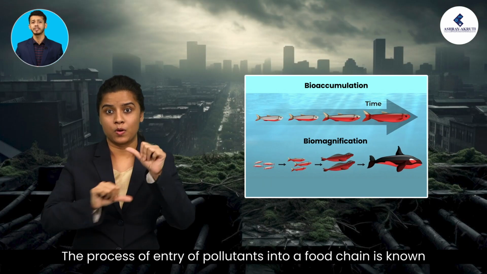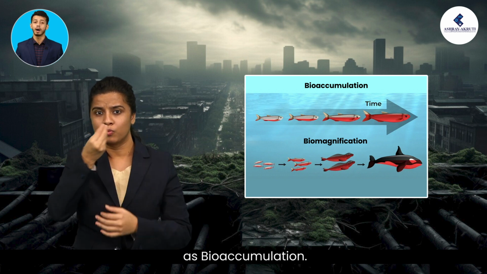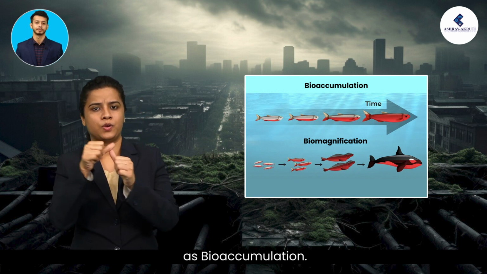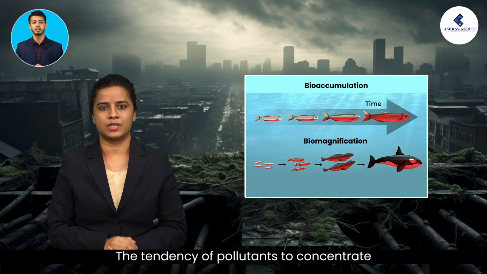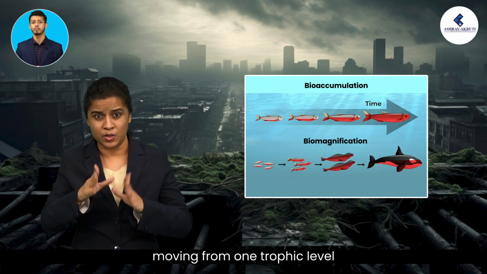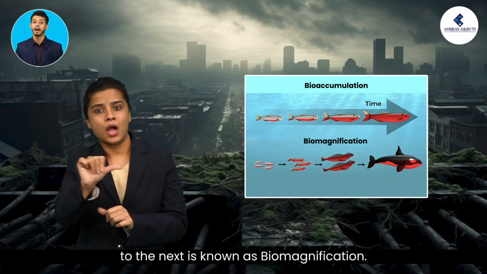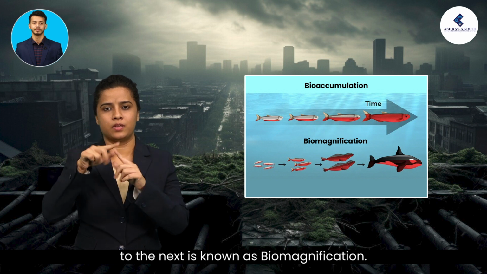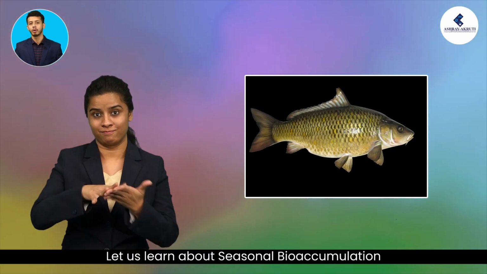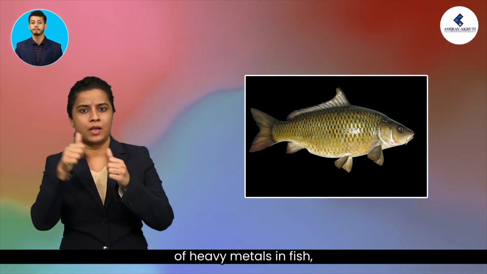The process of entry of pollutants in a food chain is known as bioaccumulation. The tendency of pollutants to concentrate moving from one trophic level to the next is known as biomagnification. Let us learn about seasonal bioaccumulation of heavy metals in fish.